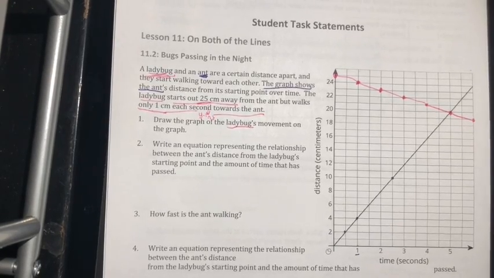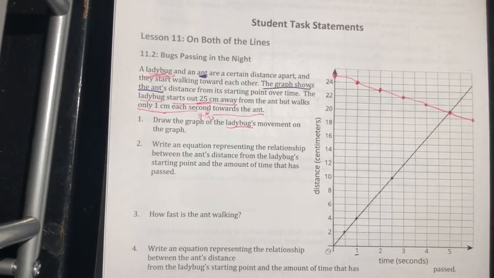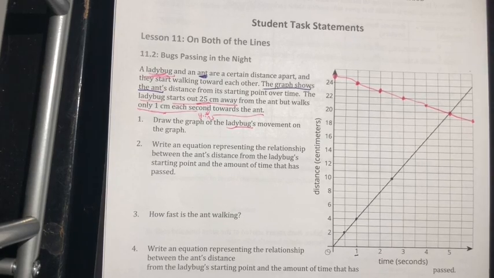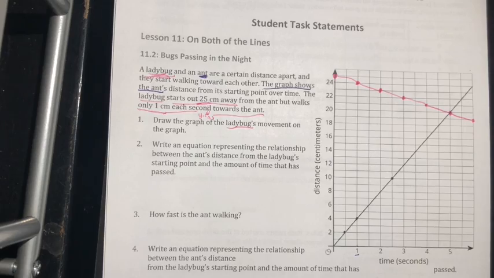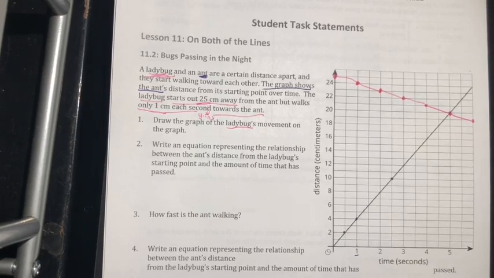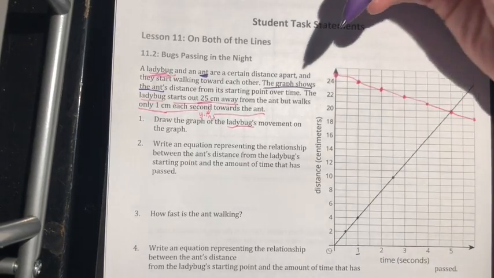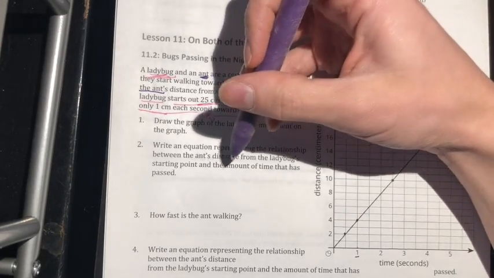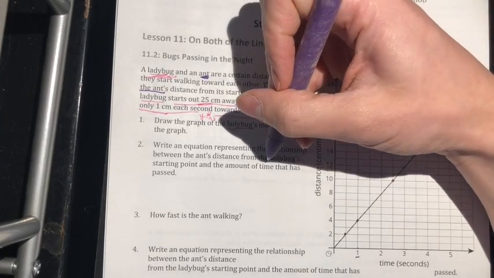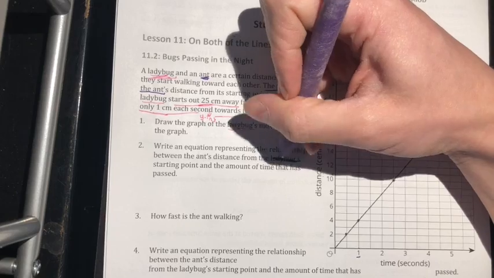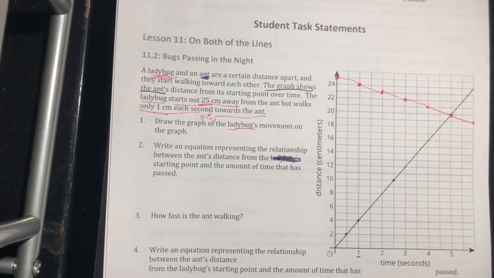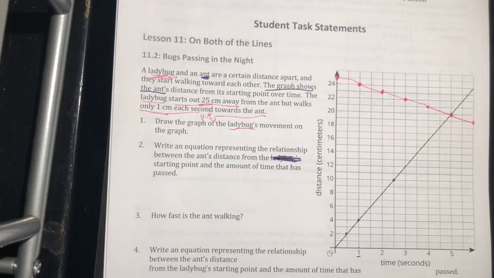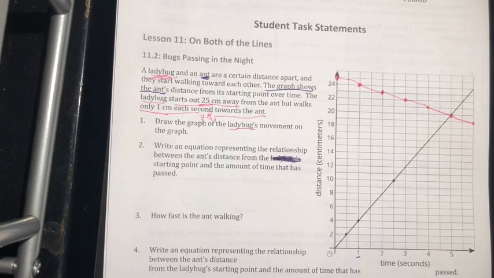So, let's see. We drew the graph of the ladybug's movement on the graph. Write an equation representing the relationship between the ant's distance from the starting point. That's written wrong. I'm going to fix that on yours. Between the ant's distance from the starting point and the amount of time that has passed. And there's another typo down below, but we'll get to that later.